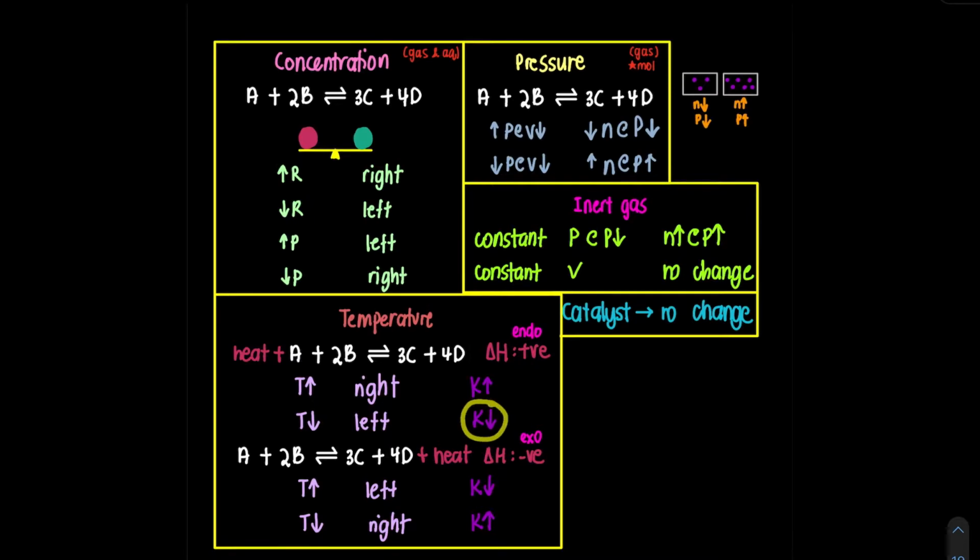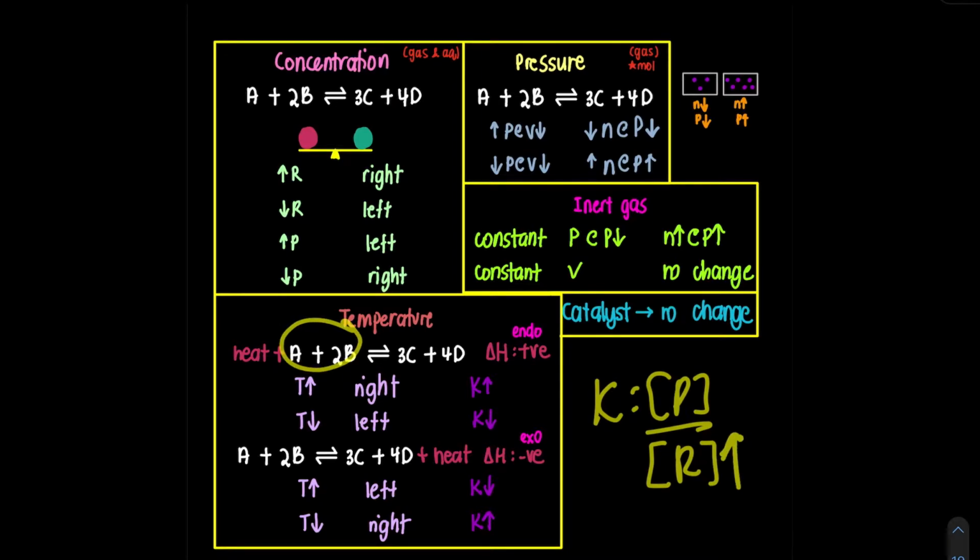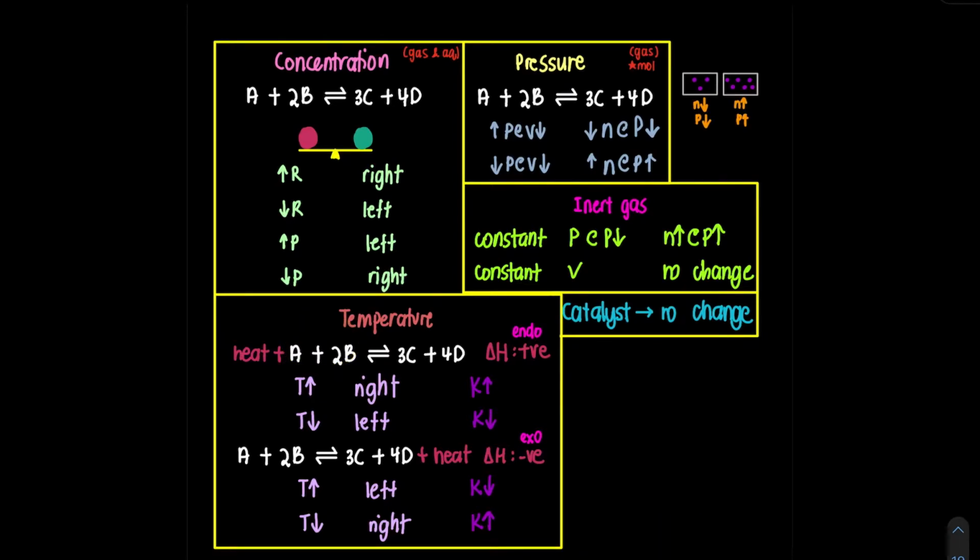Why does K decrease here? Again, K is product over reactant. So here, when it shifts to the left, it means more reactant is formed and less product. So that's why K is a small value. This type of question in terms of K is not always asked, but it is also important for you to know. So that is for the terms of temperature.